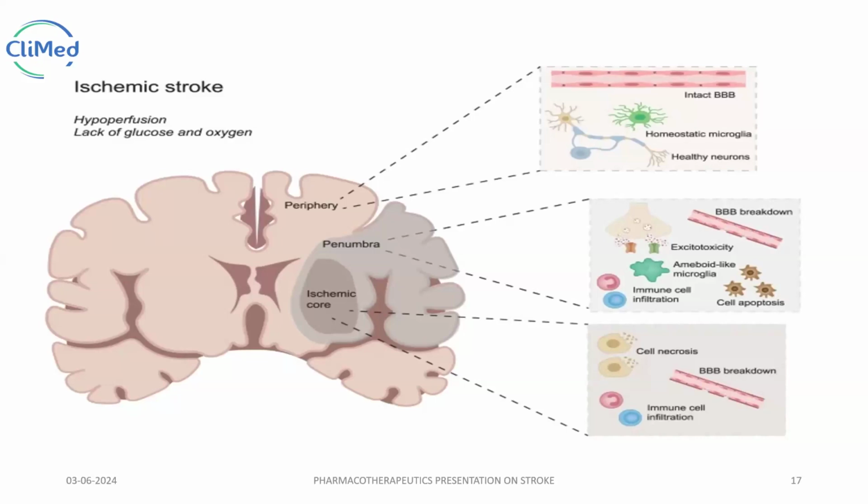In the periphery, we see an intact blood-brain barrier and healthy neurons are present. In the penumbra region, the effect of ischemia is still seen, but not much. We see blood barrier breakdown and immune cell infiltration, and the dead cells are undergoing apoptosis. In the ischemic core, we see that cell necrosis has happened, immune cells have infiltrated, and there is a blood barrier breakdown.